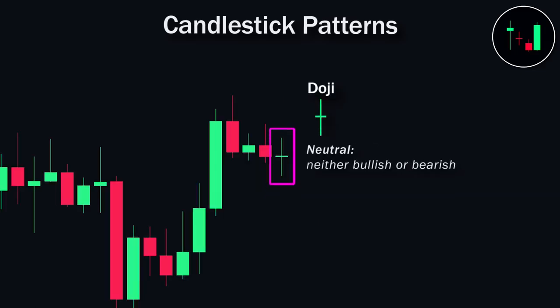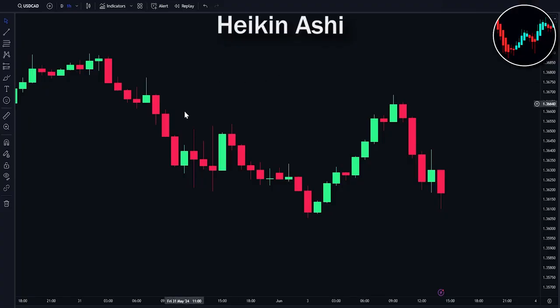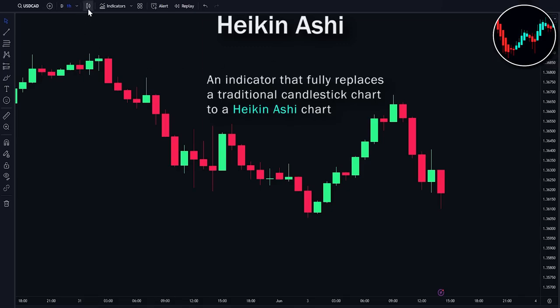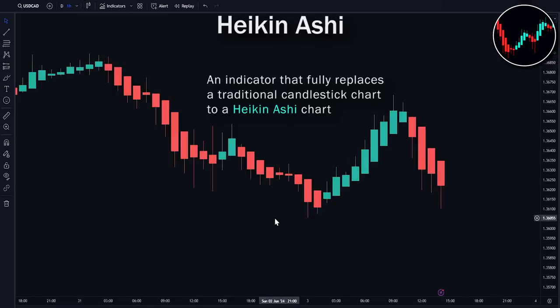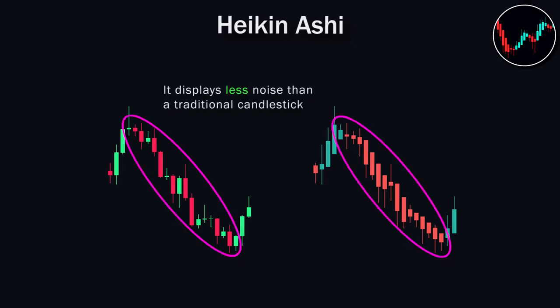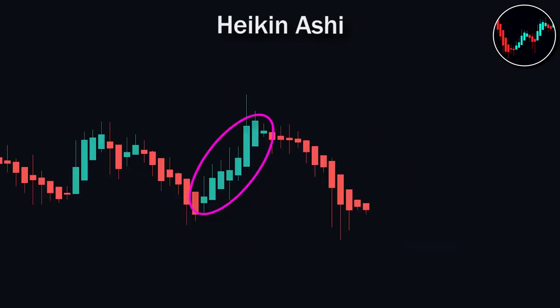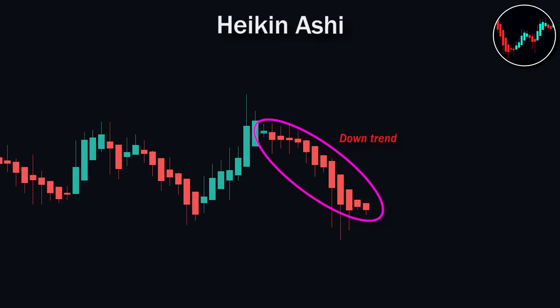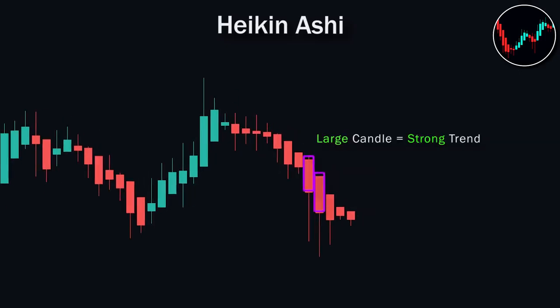Heikin Ashi. It is an indicator that fully replaces a traditional candlestick chart to a Heikin Ashi chart. When applied, it tends to give less noise than a traditional candlestick. A green Heikin Ashi candle signals that the price is on an uptrend, and a red Heikin Ashi candle signals that the price is on a downtrend. The size of the candle's body also indicates how strong a trend is. The larger the candle, the stronger the trend. Keep in mind that the Heikin Ashi only acts as an indicator.